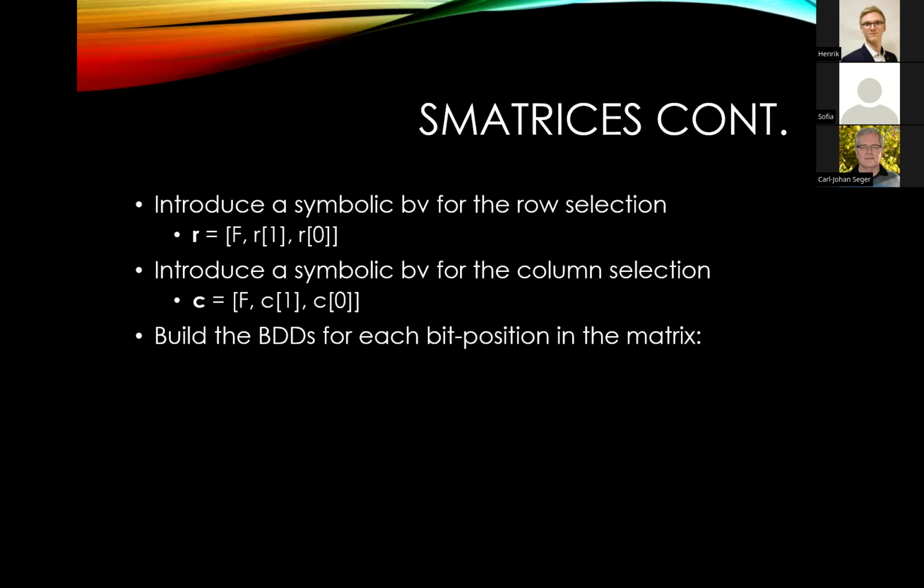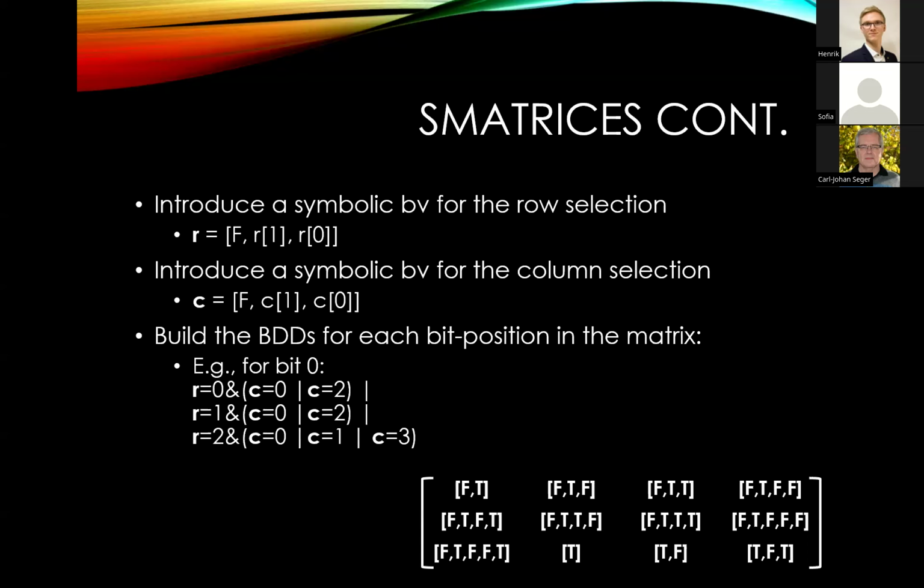But anyway, for each bit position in the matrix, so for bit 0, for instance, the least significant bit, it's 1 here, here, here, there, and there. And if you look at it, you can see if the row is 0, then it's column 0 or column 2, etc. Nothing strange here, just represented as a BDD. So if you did that for this example, you would get this BDD.